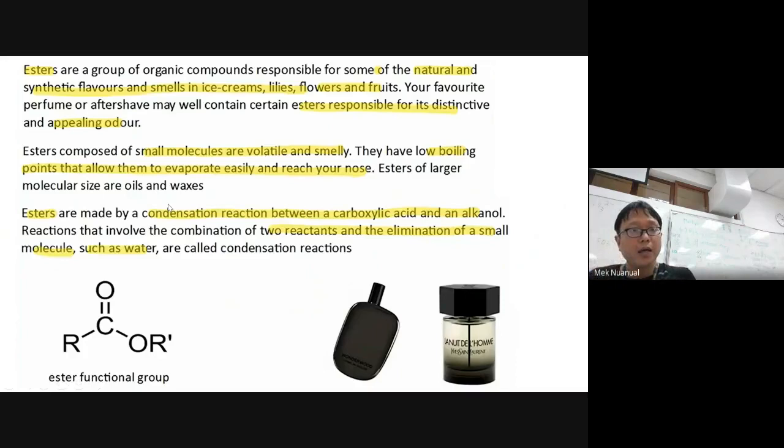All right, so esters are made by a reaction between, sorry, that's a misspelling, there should be an alcohol and a carboxylic acid, okay? So it's between the carboxylic acid and an alcohol. And it goes through what we call a condensation reaction, okay? So it is going to require these two.